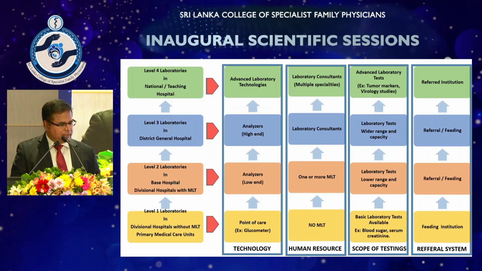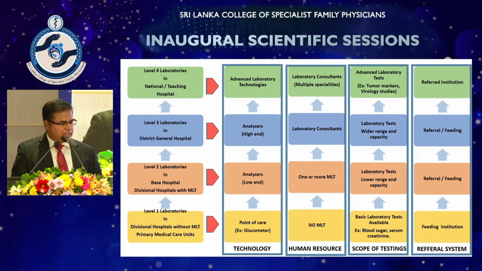This is also the same thing. For example, at the lowest level of care, divisional hospitals are there. These are point of care testing facilities, for example, glucometer, and there are no MLTs. So basic laboratory tests can be done, like blood sugar and serum creatinine. These are called feed-in hospitals.